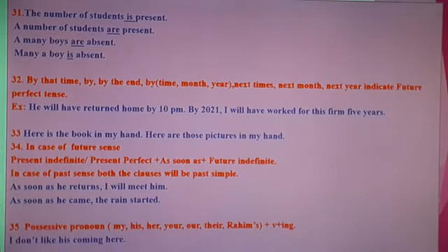Alright. Next, we have possessive pronoun. What is possessive pronoun, dear learners? I clear it on the bracket. Have a look. My, his, her, your, our, their, Rohim's. So if you find possessive pronoun in your structure, then you have to add ing at the end of the verb. Say, I don't like his coming here. So possessive pronoun indicates the possession, that is the ownership. So if you find this word in English, you will add ing after the main verb.